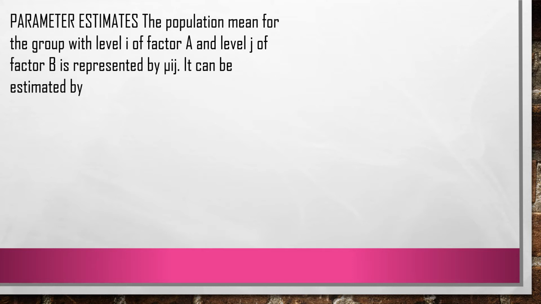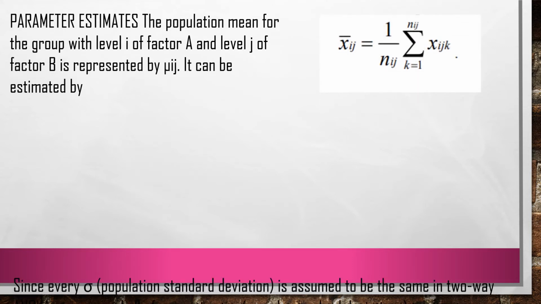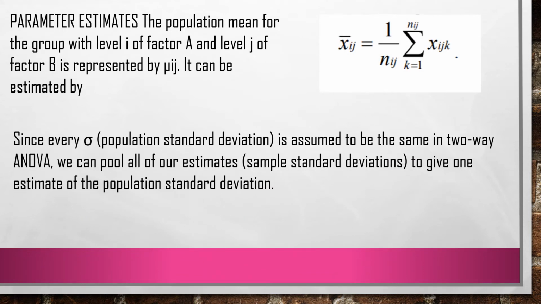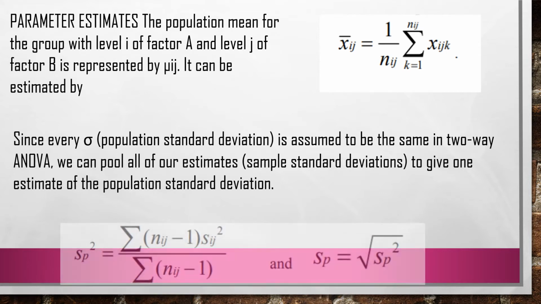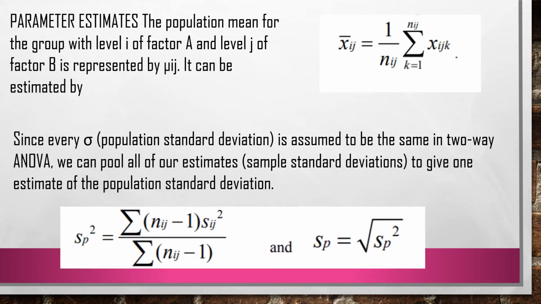The parameter estimating the population mean for the group with level i of factor A and level j of factor B is represented by mu_ij, so it can be estimated by this formula. Since every population standard deviation is assumed to be the same in two-way ANOVA, we can pool all of our sample standard deviations to give one estimate of the population standard deviation using this formula.